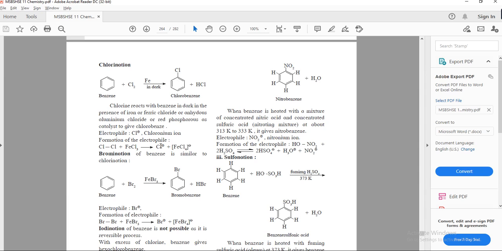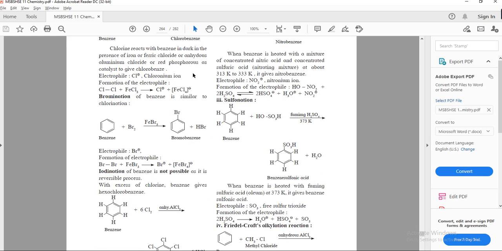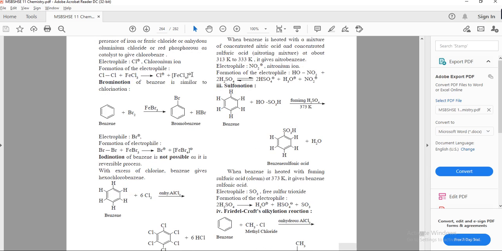Ferric chloride or aluminium chloride helps in the formation of the electrophile. This electrophile will attack the benzene ring. Benzene ring is an electron rich compound, and the electrophile is an electron deficient compound. So the electron deficient electrophile attacks the benzene ring. Benzene is a nucleophile, an electron rich compound. So chlorobenzene is formed, with only one hydrogen replaced by a chlorine atom.